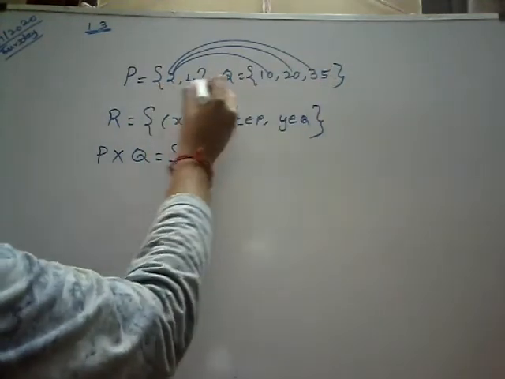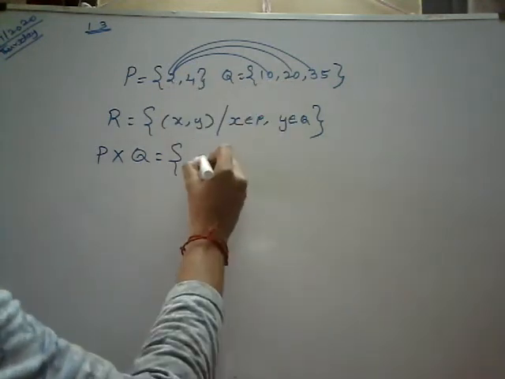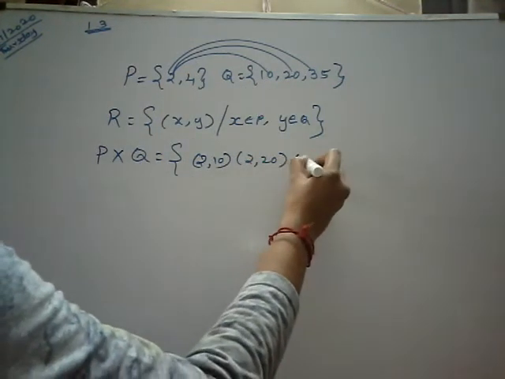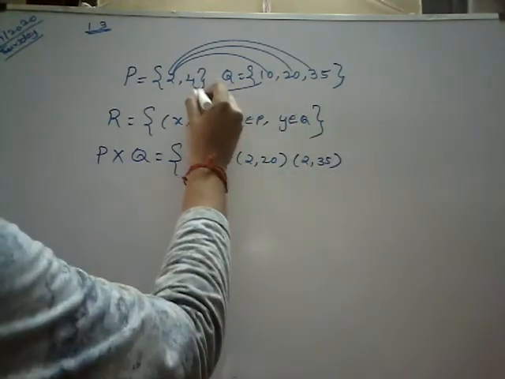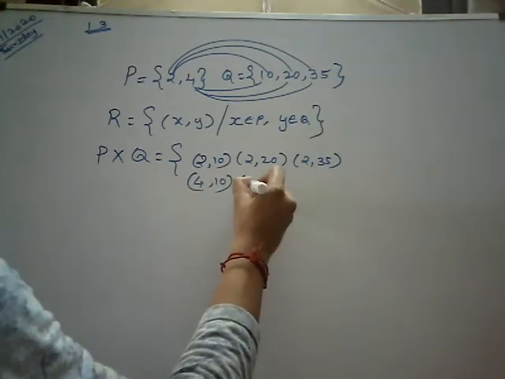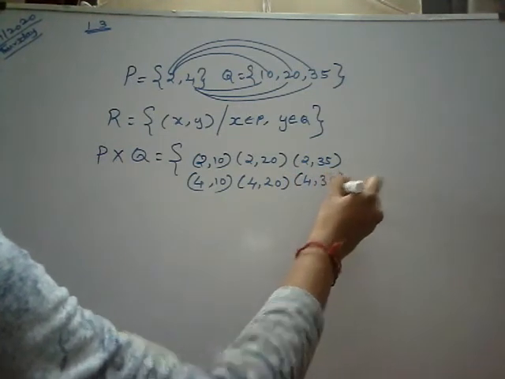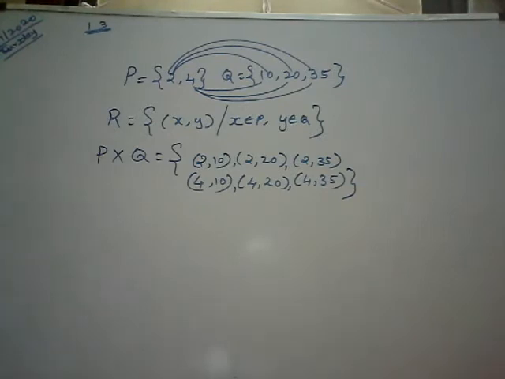For 2, find the pairs: (2, 10), (2, 20), (2, 35). The same way for 4, right? (4, 10), (4, 20), (4, 35). So these are the possible outcomes. This is the cross product, the elements of P cross Q.